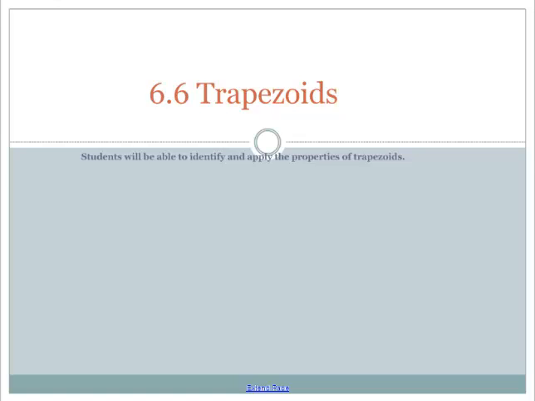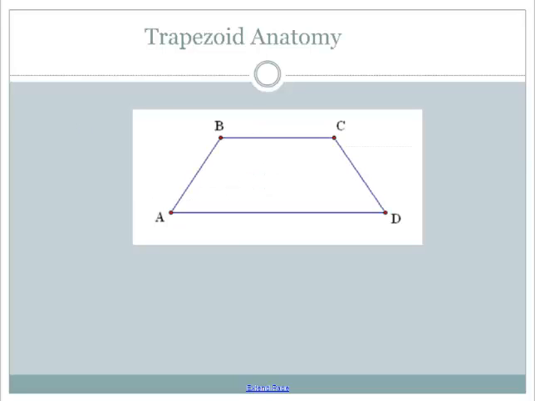The last section of Chapter 6 talks about trapezoids. It's the entire right-hand side of your property sheet. We're going to fill in that entire side during this video, so have that out, have your notes out as well. So a trapezoid, what do we know about it?